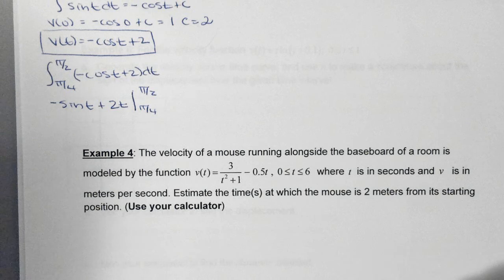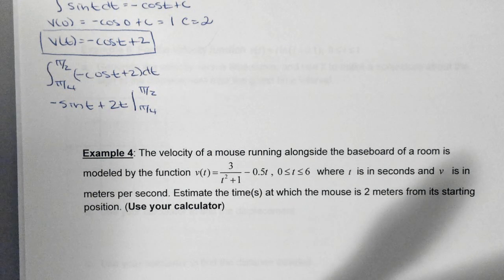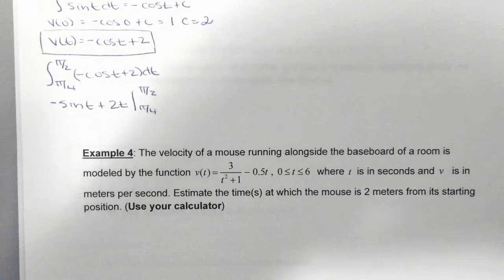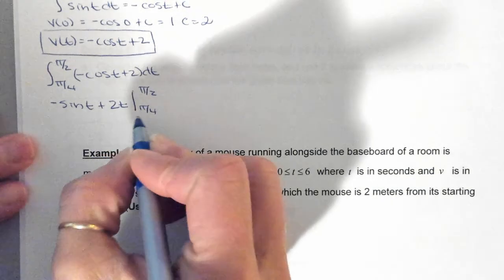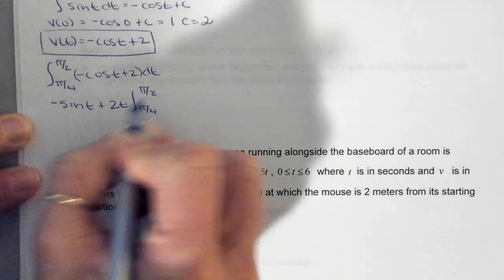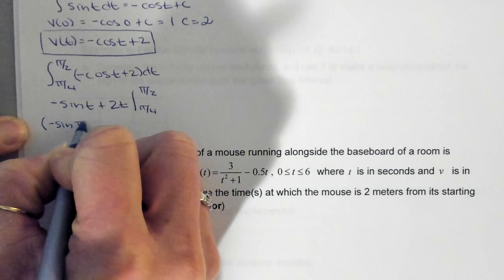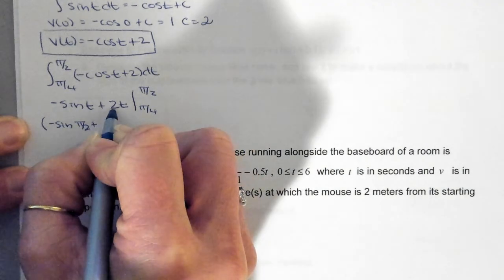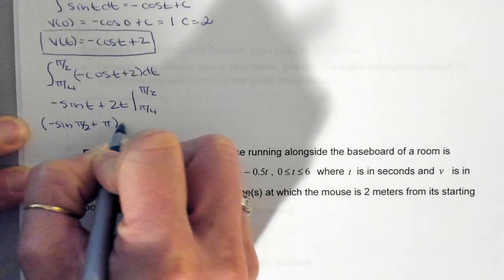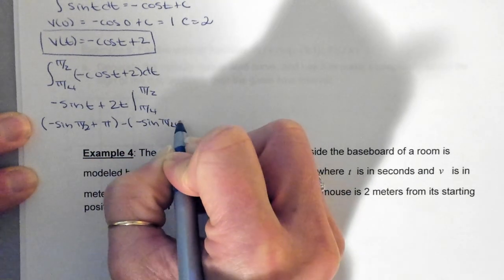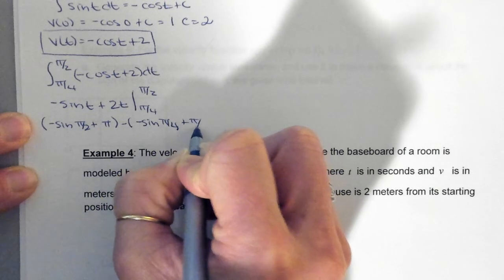Okay, now here's the deal. This is non-calculator. So you might not get an exact 1.2378, whatever the decimal, you don't know. You simplify as much as you can and you stop. Okay, so we're going to plug in. We've got f of b, so this portion is going to be negative sine of pi over 2 plus 2 times pi over 2 is pi. Then this is minus negative sine of pi over 4 plus this is pi over 2.